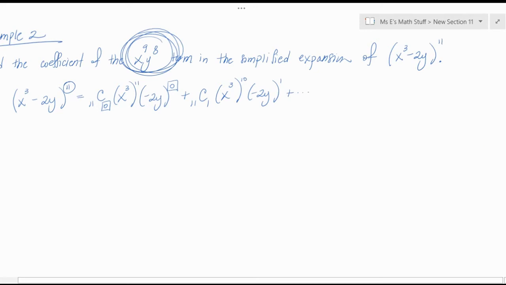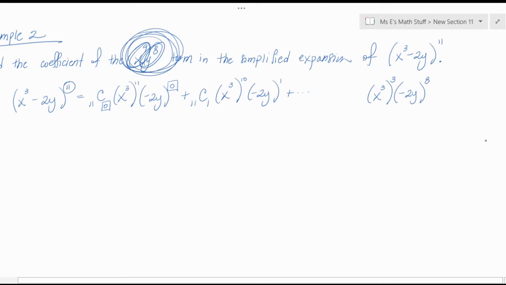So let's work backwards. Where would this x to the 9th have come from? It would have come from that x cubed raised to another power. What would that power be if you were going to get a 9 there? Yeah, it would be a 3. And then where would the y to the 8th have come from? It would have come from taking your b term, negative 2y, and raising that to the 8th.